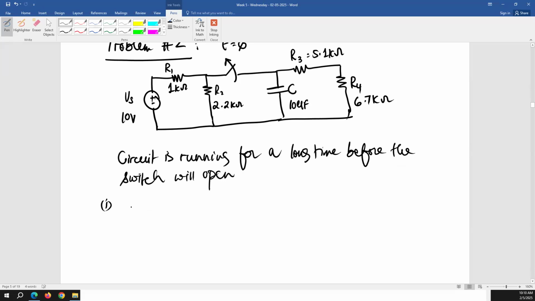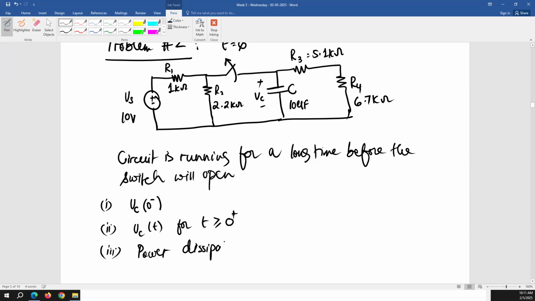So if this statement is given to you, that means capacitor is fully charged. What do you have to find out? You have to calculate the value of the capacitor voltage at 0 negative, the capacitor voltage expression for t greater or equal to 0 positive, and power dissipated in R4 at t is equal to 10 milliseconds.